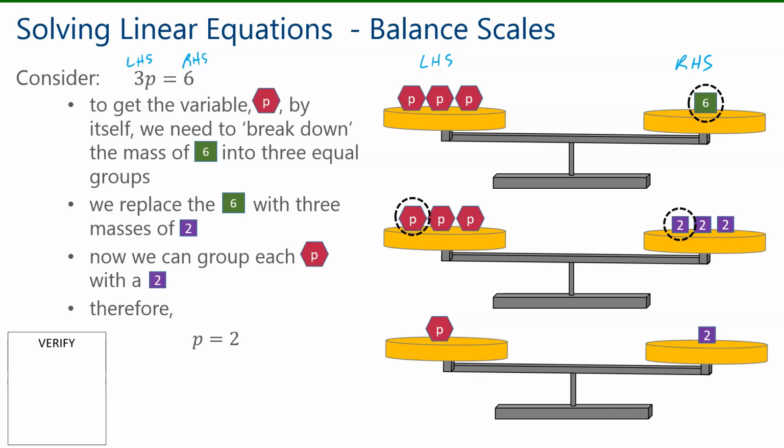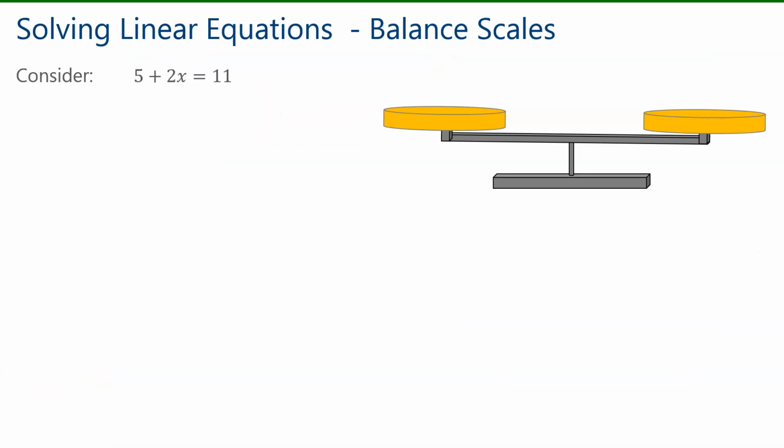Let's verify. I start with my 3p. In place of the equals, I'm going to put a circle, and I'm going to check to make sure that the value that I found for p actually works. So 3 times 2, which is what we found p to be, does that equal 6? Well, 3 times 2 is 6, and most definitely 6 equals 6. Solution is found.